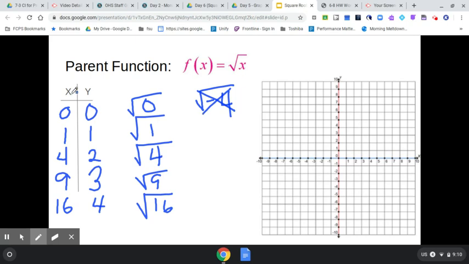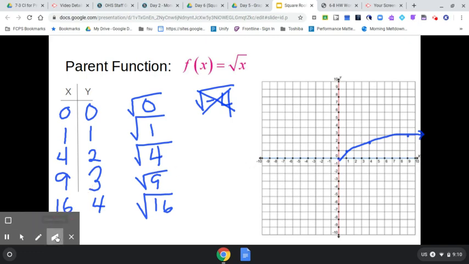All right, plotting these points, we have a point at 0, 0. We have a point at 1, 1. We have a point at 4, 2. And our last point that I can fit on the graph is 9, 3. I'm going to connect these points as best I can, and we can see that we are getting a curved graph. It is not a linear function.